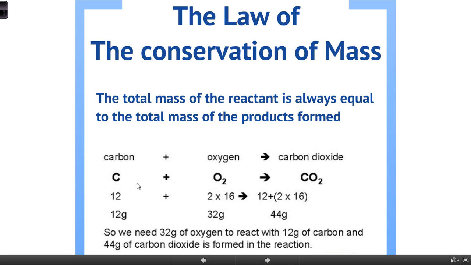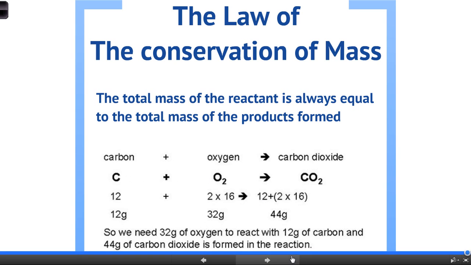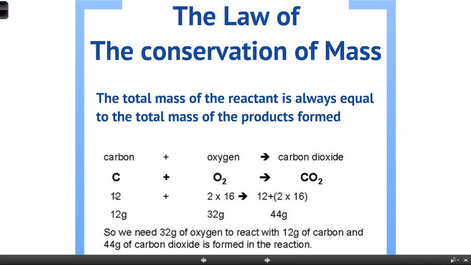So looking here, if I've got carbon plus oxygen makes carbon dioxide, well, carbon has an atomic mass of 12, oxygen an atomic mass of 16, but we've got 2 of them there, so 2 times 16, and carbon dioxide is 12 plus 2 times 16. If we add that all together, so that's 32 plus 12 is 44. If you add them all together on both sides, you've got 44 on both sides.